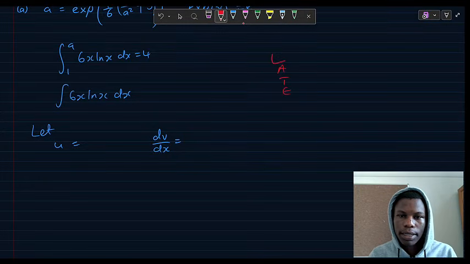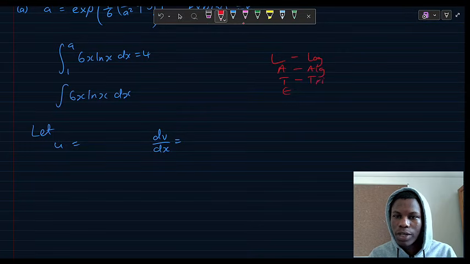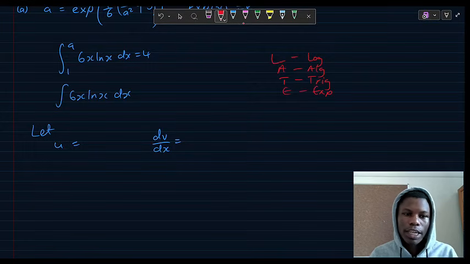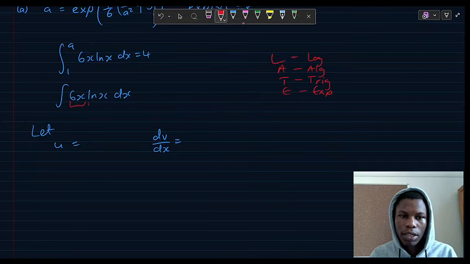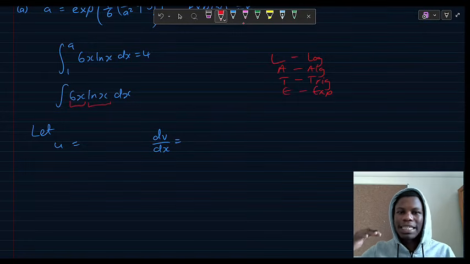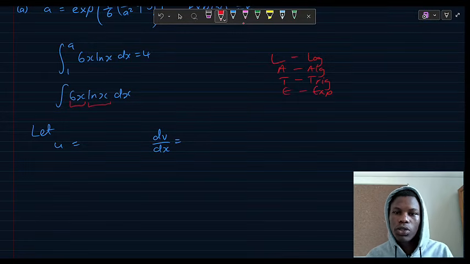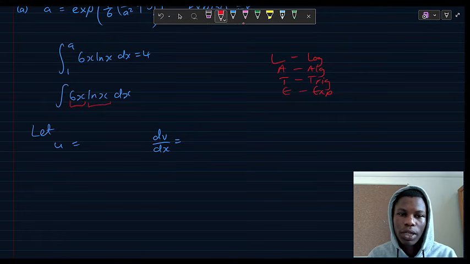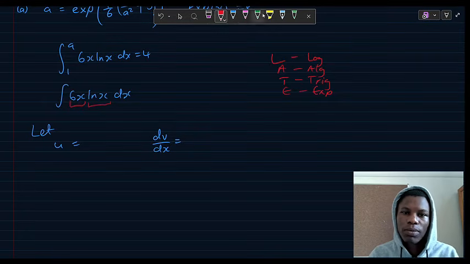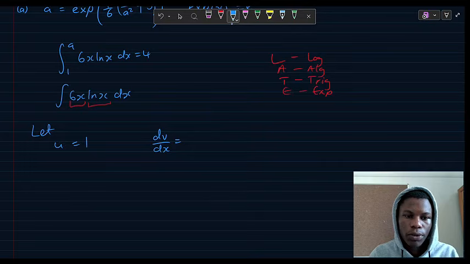In this case, L represents logarithms, A represents algebra, T represents trig, and E is your exponentials. So in this case, we've got algebra and logarithms. Whatever is higher up on the list is what you choose as your u. So we've got ln x, which is a logarithm, so that has to be u. So u is ln x, and dv has to be 6x.